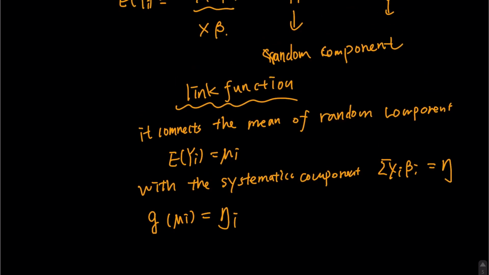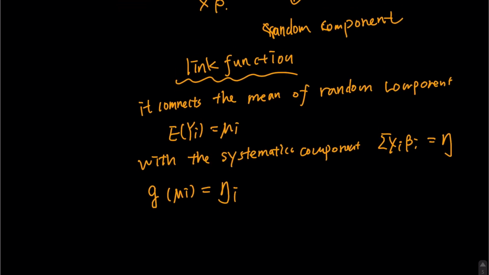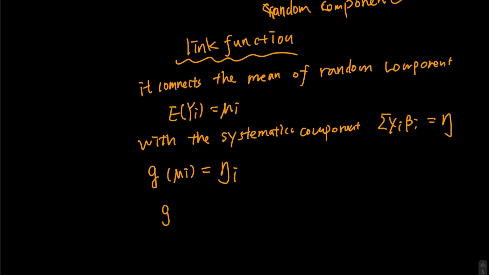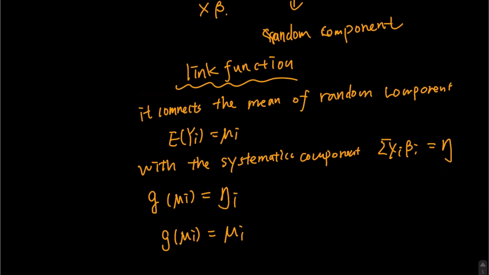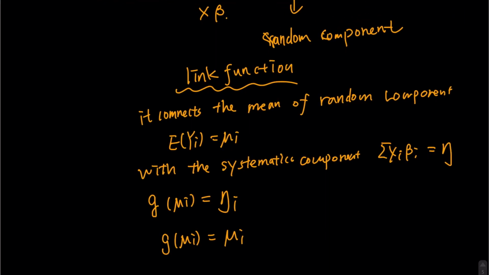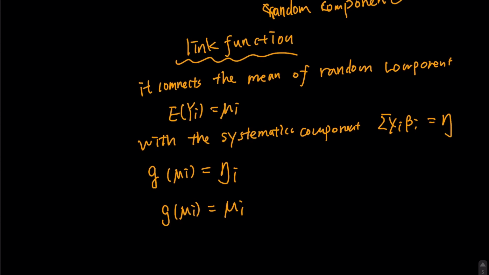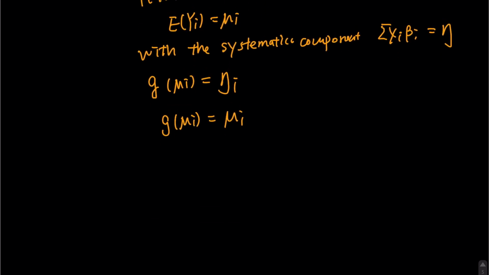In the classical linear model, the link function is actually just mu i itself, so g of mu i is equal to mu i. It's very simple. Okay, now we have the three components identified in the classical linear model. Let's move on to its extension, the generalized linear model.